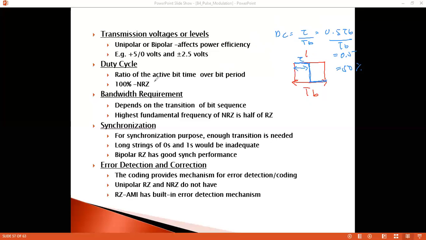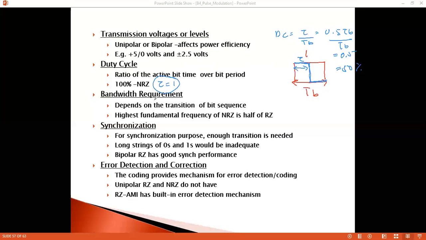So this is also known as the return to zero. And there's another form which is non-return to zero. NRZ is non-return to zero. For NRZ, the T_on is equal to TB. So its active bit time is similar to the bit period.